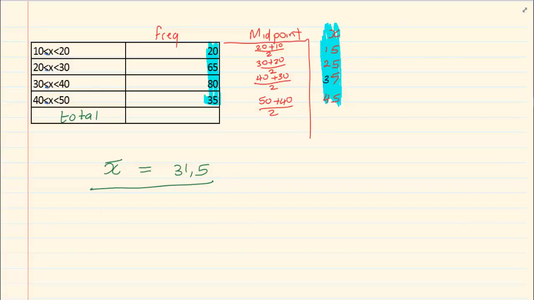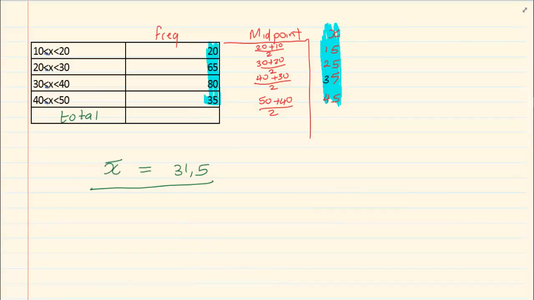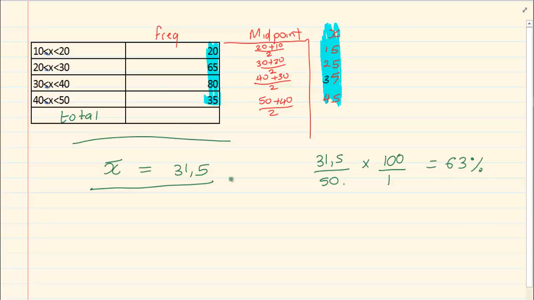Now remember, this test specifically said that it is out of 50. So when they give you the average, they are giving you the average out of 50. So the average is 31,5 out of 50. If they ask for a percentage, then you have to multiply by 100 over 1. They don't always ask for the percentage, but if they do, you say times 100 over 1, which gives me 63%. So the average is 63%, but the correct answer would be 31,5.